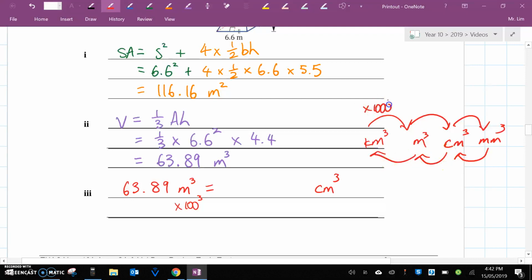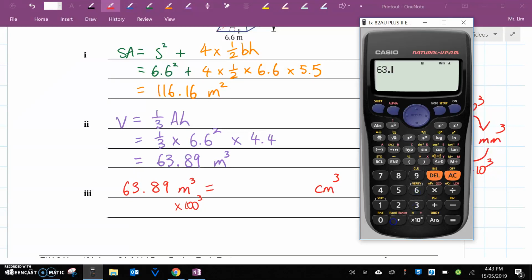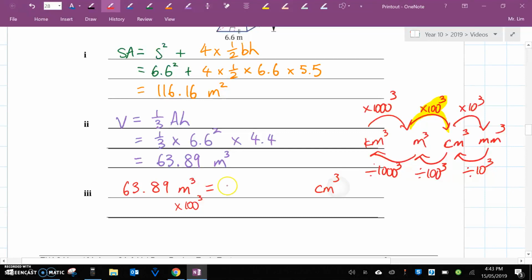Times 1,000 cubed, times 100 cubed, times 10 cubed, divided by 10 cubed, divided by 100 cubed, and divided by 1,000 cubed. So, from meters cubed to centimeters cubed, we need to follow this arrow, which is times 100 cubed. 63.89 times 100 cubed is 6389 and 4 zeros centimeters cubed.